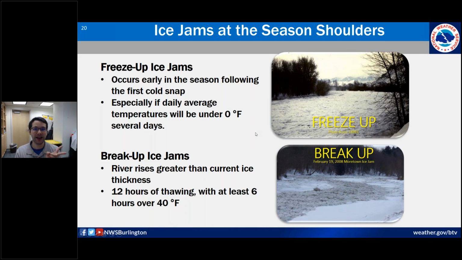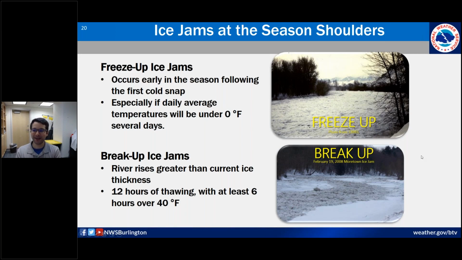There are two different kinds of ice jams that we look for as the season goes on. As we start the season, we look for the possibility of freeze-up ice jams. They typically occur early in the season with that first good cold snap, especially when you have temperatures below 0 degrees Fahrenheit for several days. You start to build some of that frazil or sheet ice that starts to coalesce, and it happens much more rapidly at temperatures below 0. So when you get that first good cold snap, that can cause freeze-up ice jams.